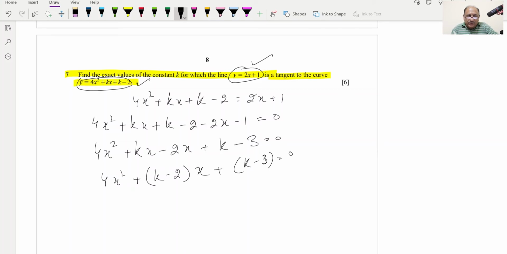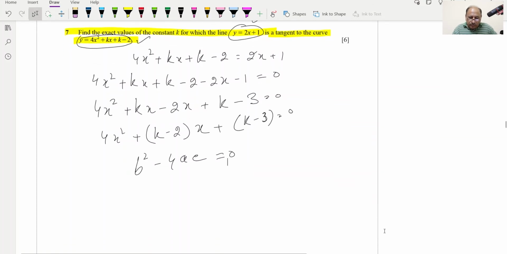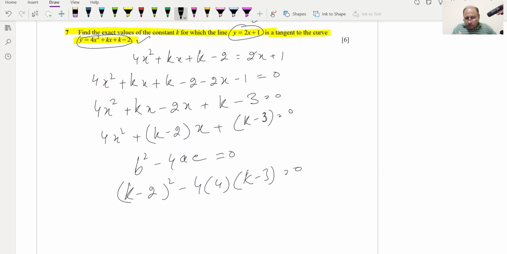Now we can check for the discriminant, b squared minus 4ac. It will be tangent to the curve, so having one point in common, so this will be equal to 0. Here b is the value k minus 2, so we take (k minus 2) squared minus 4, where the a value is 4 and the c value is k minus 3, equal to 0.